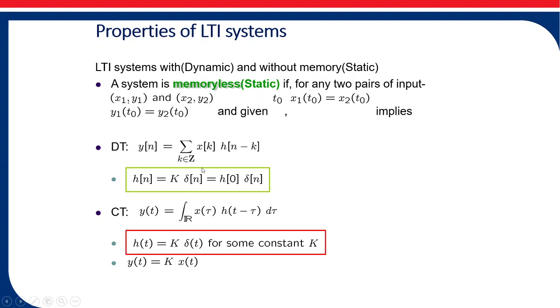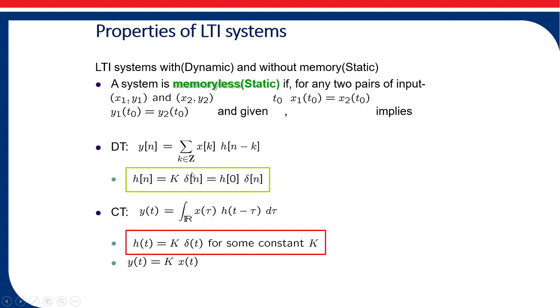Same thing can be seen from the convolution equation, where the convolution equation is written for y of n in terms of x of n and h of n. The y of n equal to summation x of k, h of n minus k from k equal to minus infinity to plus infinity. But here you will get that if you want the output to depend on only the present value of input, then h of n should be k into delta of n. H of n should be k into delta of n, or that will become h of 0 into delta of n, isn't it?